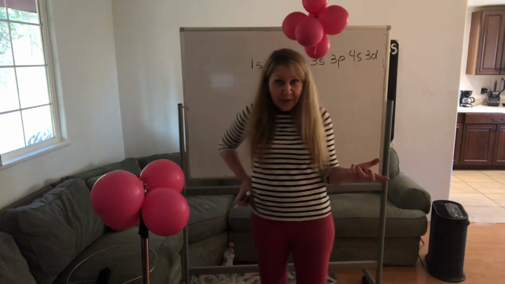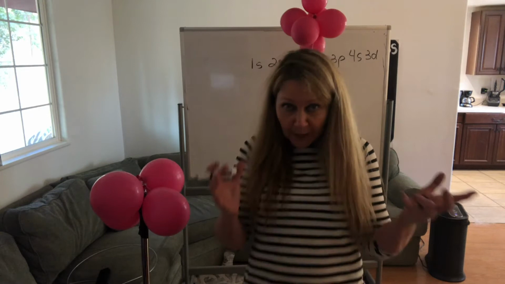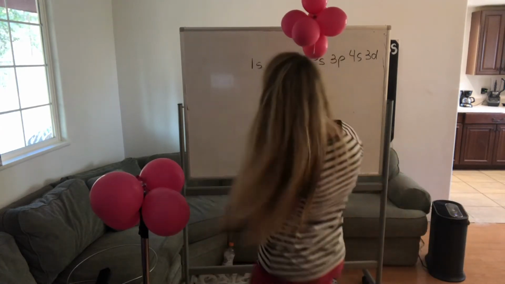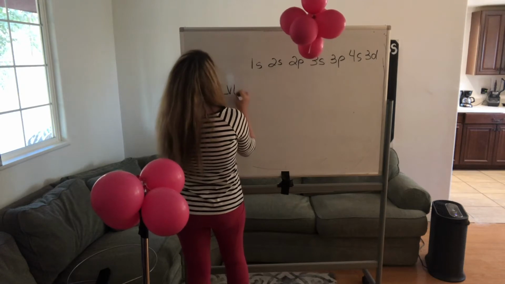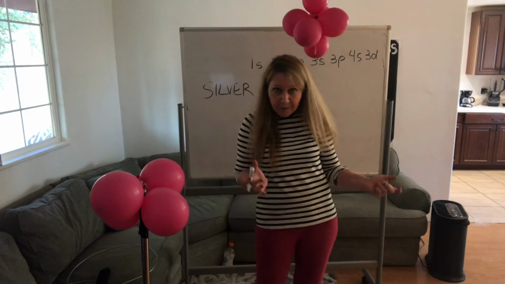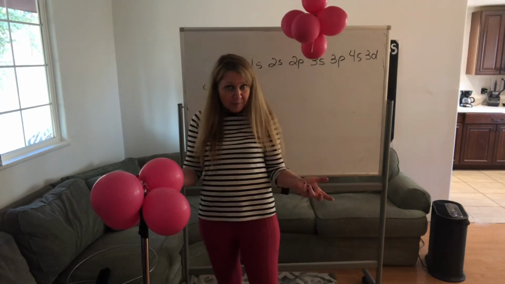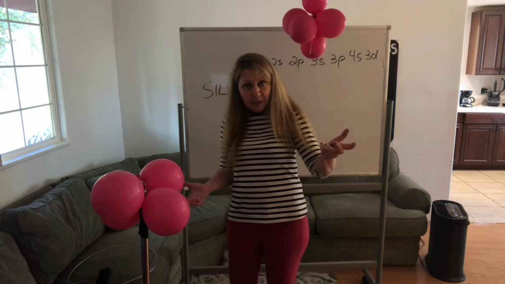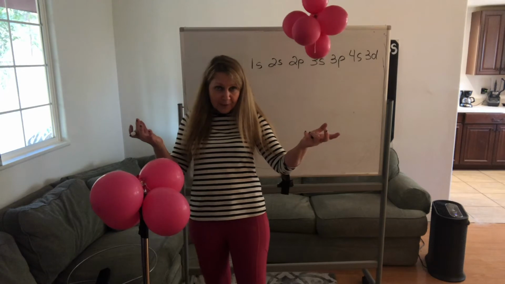We're going to look at the element silver. Silver has 47 electrons. Well, it has an atomic number of 47. So that means it has 47 protons, which are positive. But since most atoms are neutral, normal atoms are neutral, it also has 47 electrons.